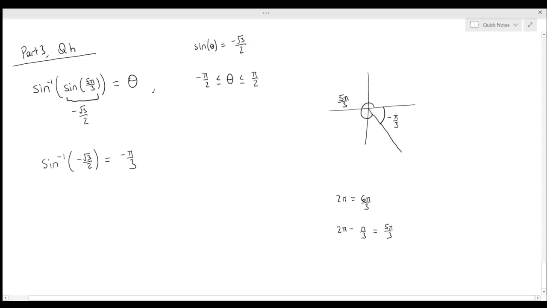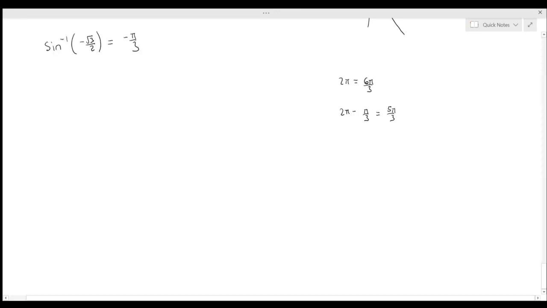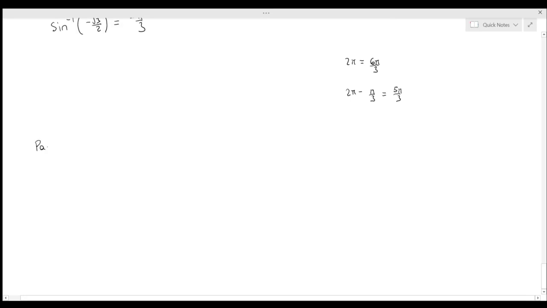Okay, let's look at K and then L. In question K, we have cosecant of inverse cosine of 7/9. So let's focus on the inside. Let's focus on the inverse cosine first. Inverse cosine is going to give me an angle theta.